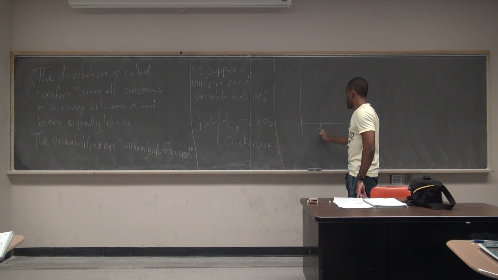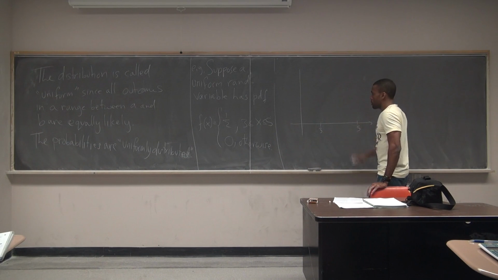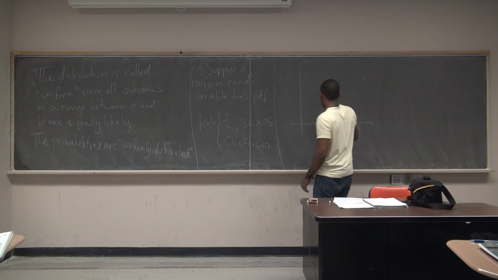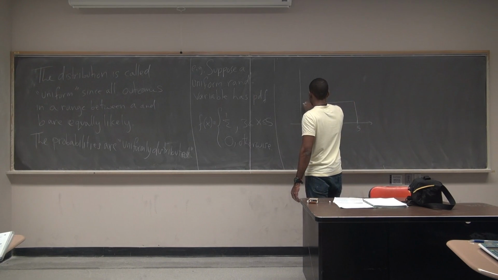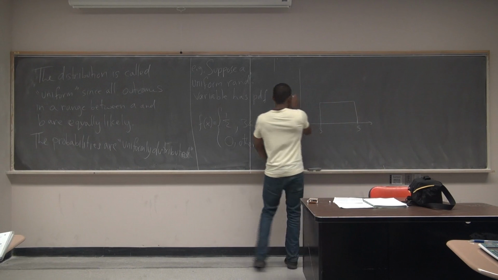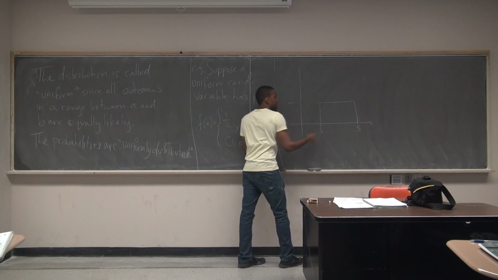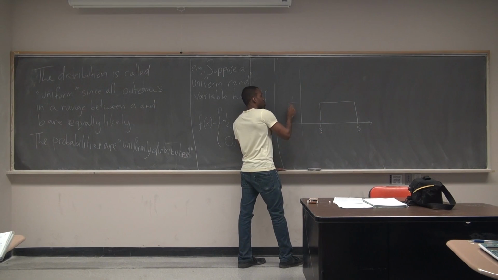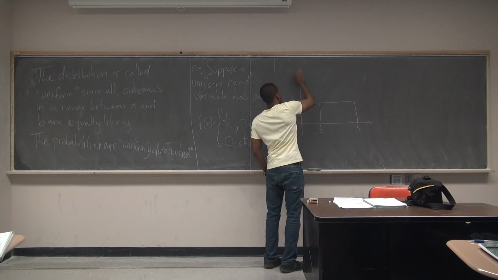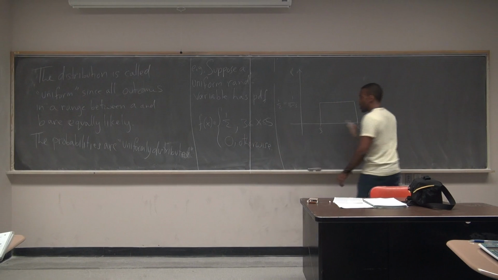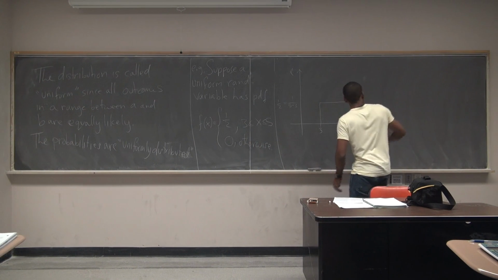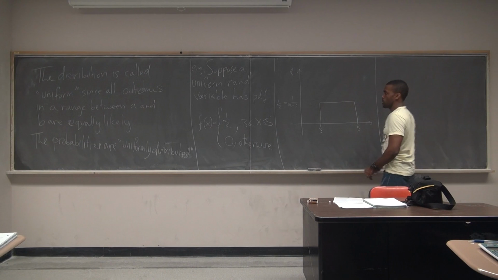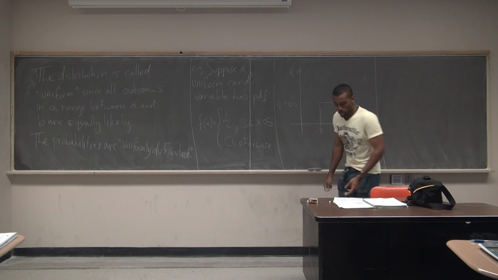If you're between 3 and 5, the height should always be a half. What's going to be the height of this thing? Well, it's going to be 1 over b minus a. That's always what it's going to be. So it's 1 over 5 minus 3, which is 1/2. No matter where you are between 3 and 5, the height is a half when you're in that range. That's basically what we're looking at.